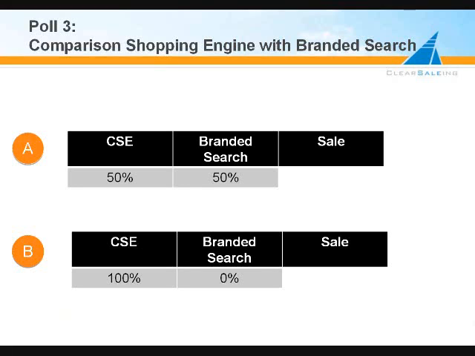The argument for this rule is that every ad involved in the sale is equally important and therefore deserves equal credit. In Attribution Rule B, you're giving 100% of the credit to the comparison shopping engine. The argument for doing this is that you're giving credit to the ad that seems most directly responsible for the conversion versus also crediting a branded ad that was likely just used for navigational purposes.